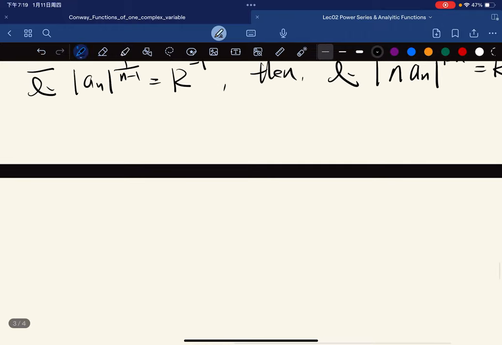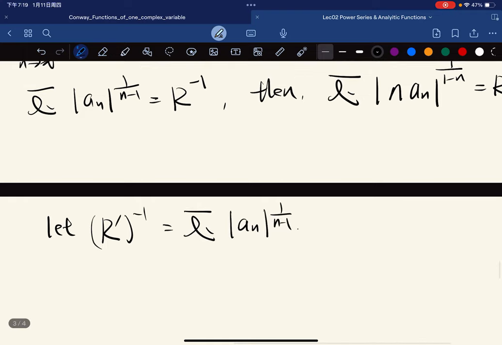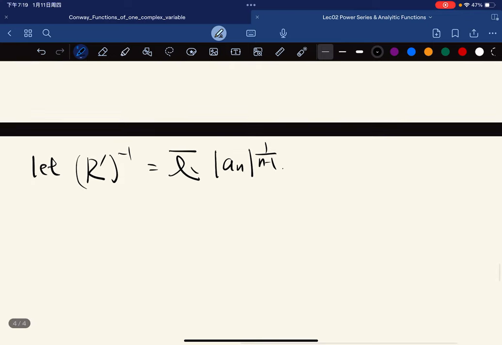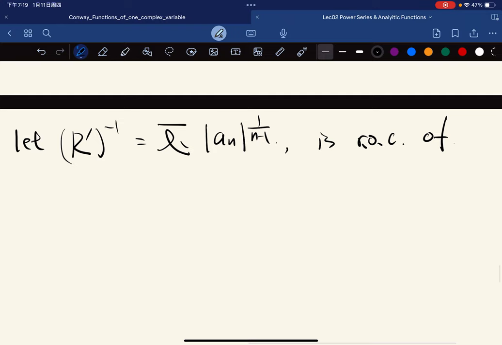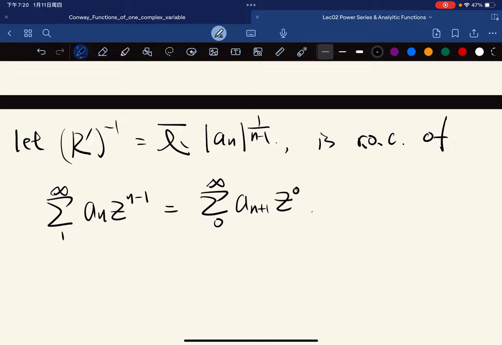To start, first we just define r prime. We let r prime to the power negative 1 be the limit superior of the a_n root. Then r prime is the radius of convergence of this series. Well, this is really just this.